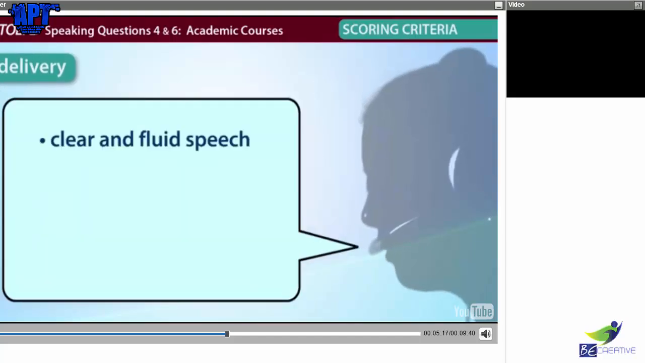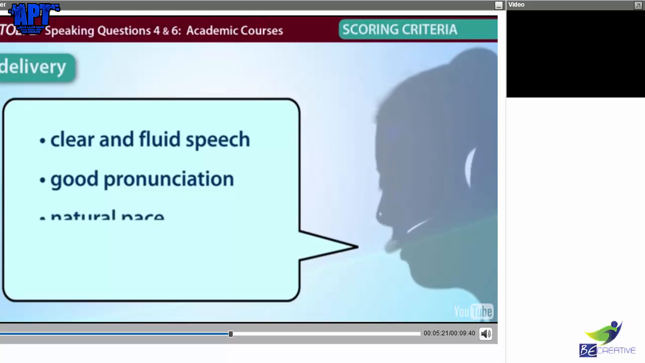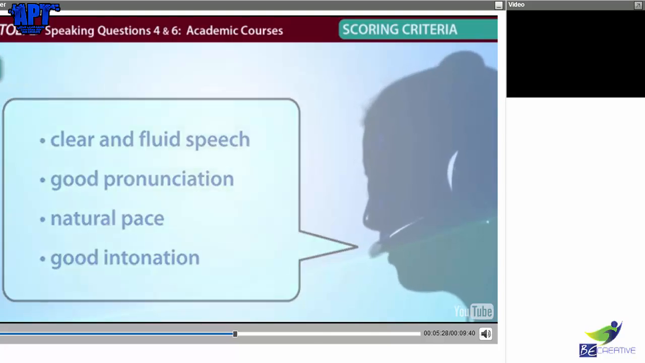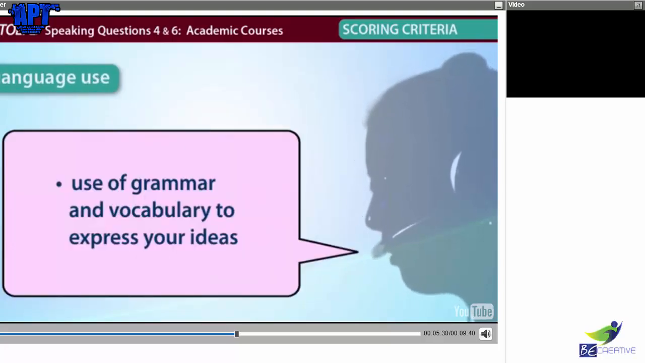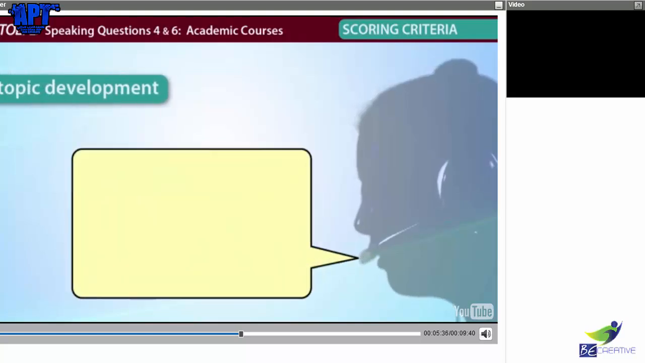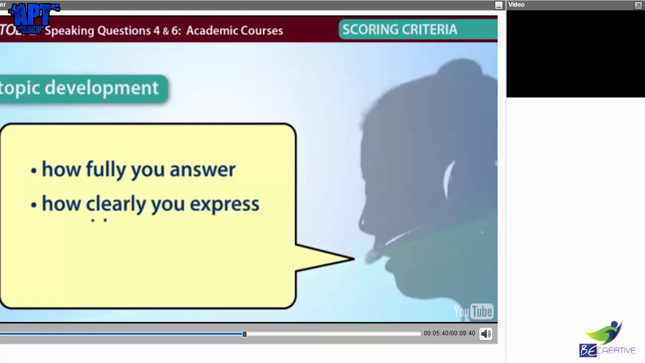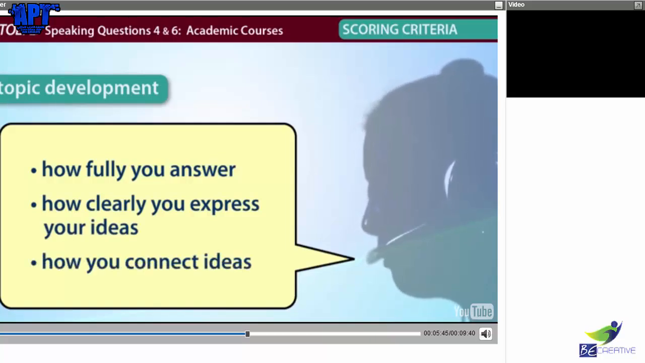First, delivery. Your speech needs to be clear and fluid, with good pronunciation. The pace or speed of your speech should be natural, and you should have good-sounding intonation patterns. Second, language use. This is mainly how you use grammar and vocabulary to express your ideas. And third, topic development. This is mainly how fully you answer the question, how clearly you express your ideas, and how you can connect one idea to the next in a way that is easy to follow.